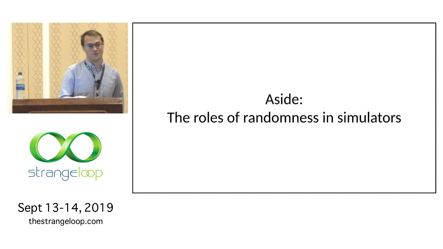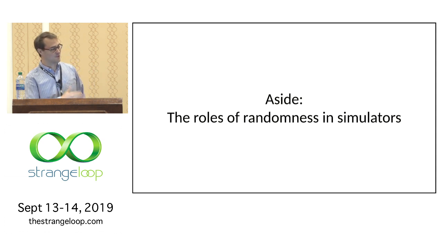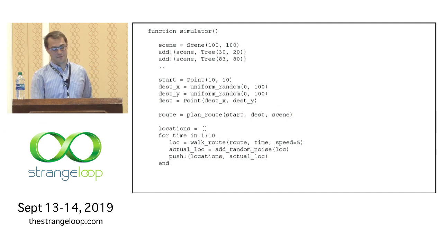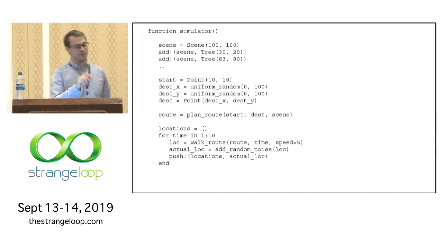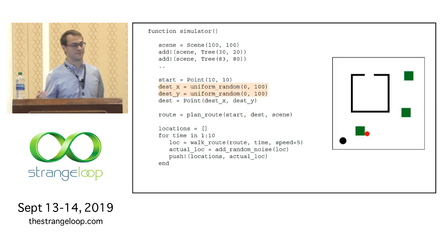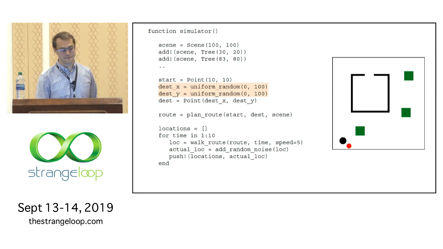So before I move on to the meat of the talk, I'm going to talk briefly about the role of randomness in simulators again. So this is our simulator for the person moving around in the scene. And again, the first randomness was the destination, right? So we have to be able to consider all possible destinations.